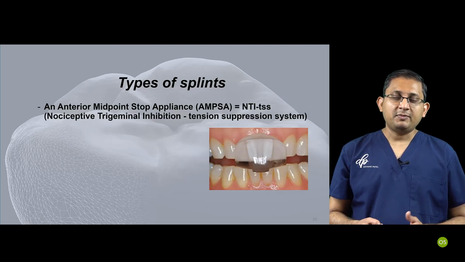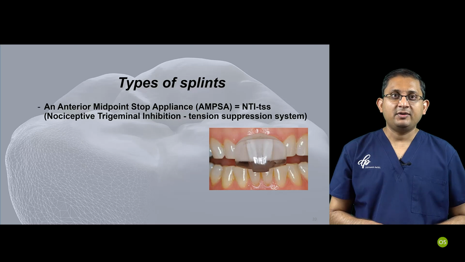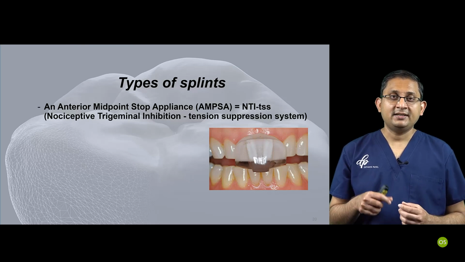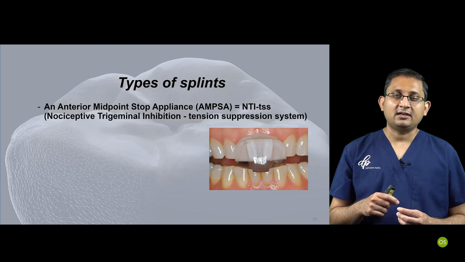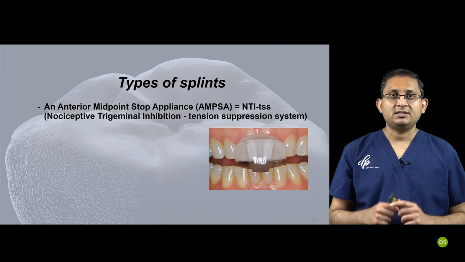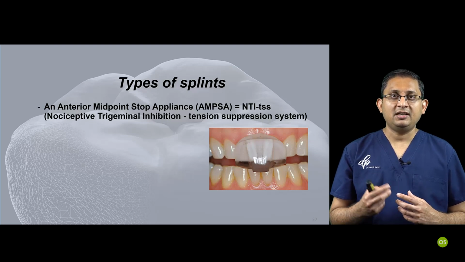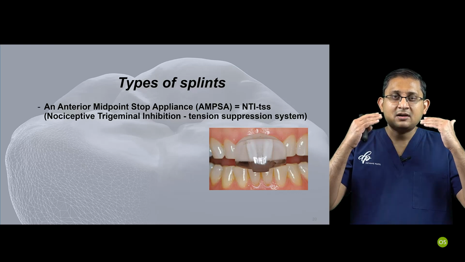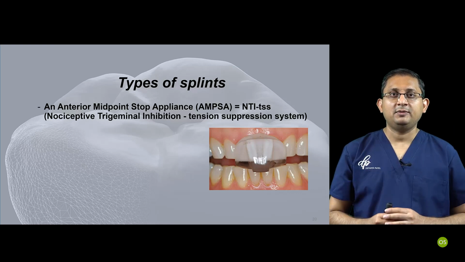The other type of splint is the anterior midstop appliance, which is also called NTI-TSS. This is a very simple appliance. It comes pre-made. You just reline the inside with acrylic and put it in the patient's mouth. It locks in really well. You can then adjust the anterior ramp to make sure it's parallel to the occlusal plane of the patient, and you give this to the patient.